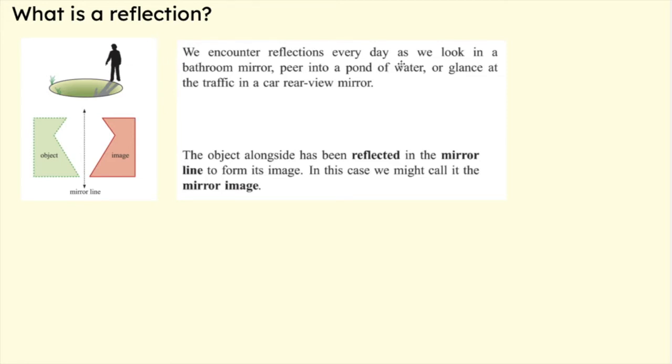We encounter reflections every day as we look in a bathroom mirror, peer into a pond of water, or glance at the traffic in a car rear view mirror. We know that when we look at a reflection, it's reversed. We know that just from living our lives. Well, that's going to happen the same in math. So we have an object reflected over a mirror line, and it becomes this red image. The shape is not different, it's just flipped. So very important, nothing about the size of the shape changes. It's just flipped over a line.